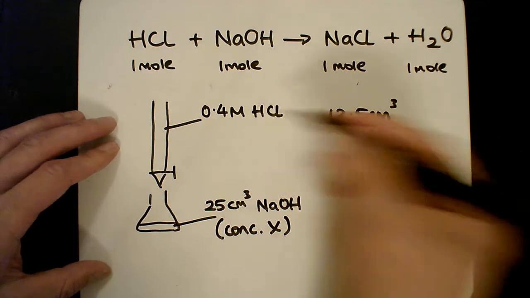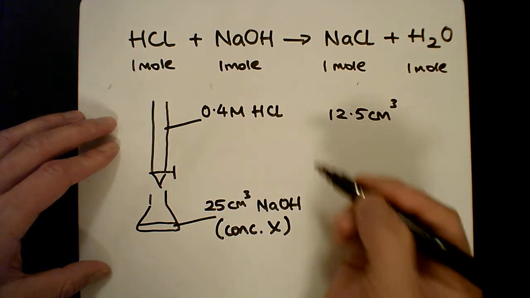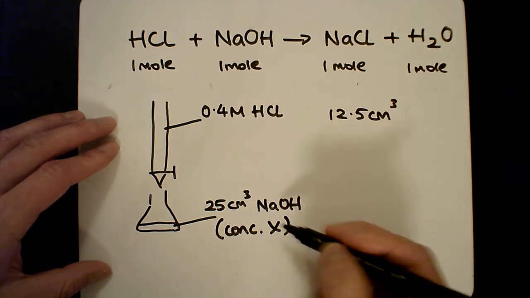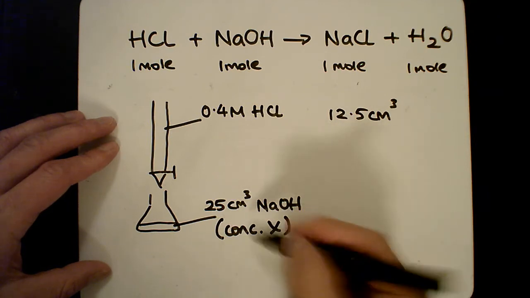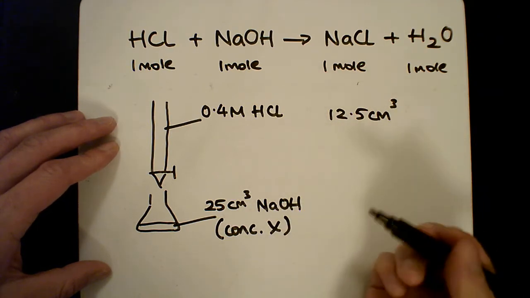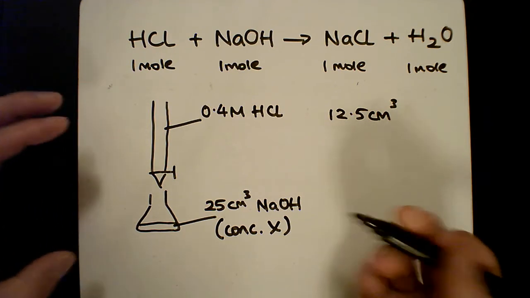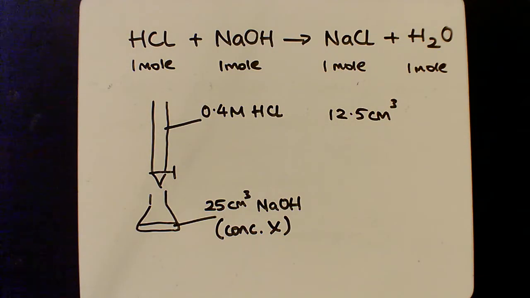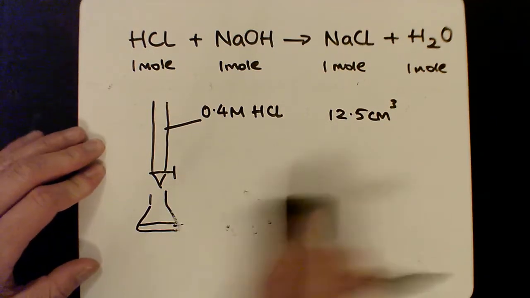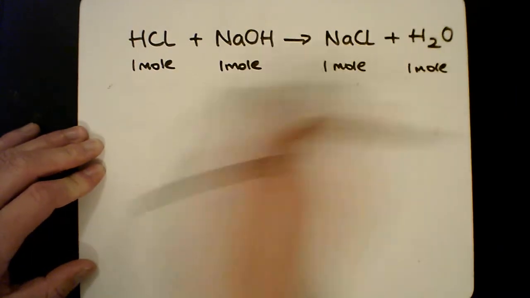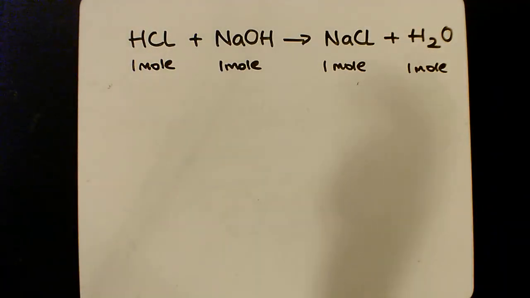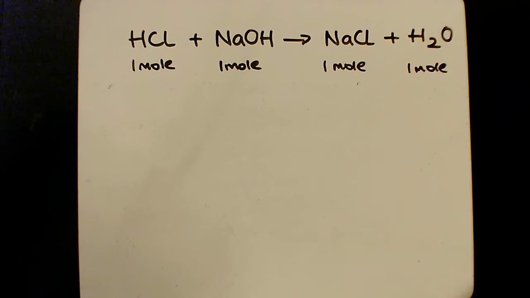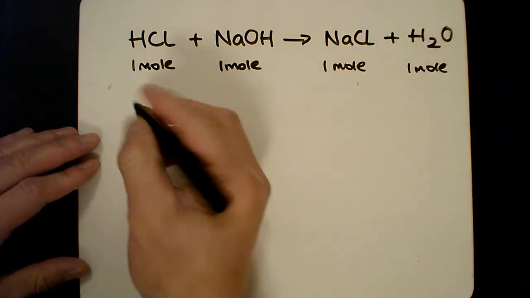Now with this data, you're expected to calculate and work out the concentration of the sodium hydroxide. Some people do find that tricky, but we're going to go through it step by step. One of the ways in doing calculations is to think about what information you have at the beginning and what information you need to answer the question. So what information do I have at the beginning?